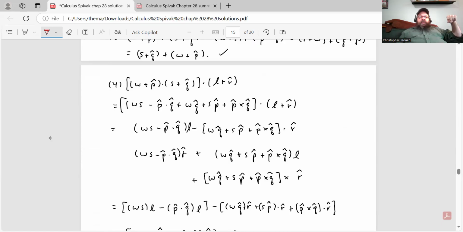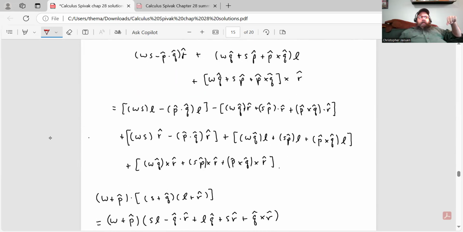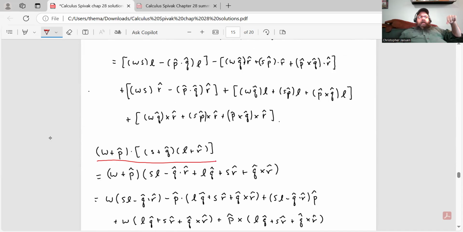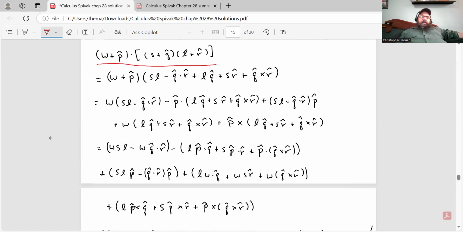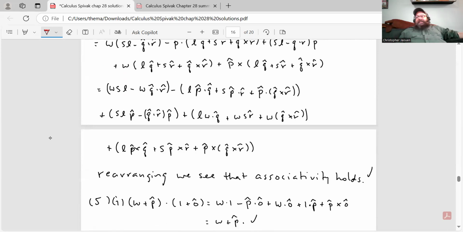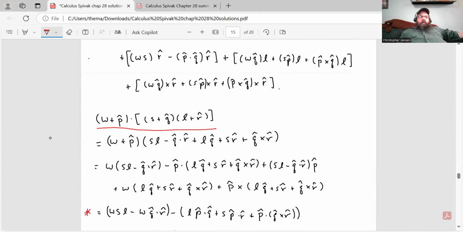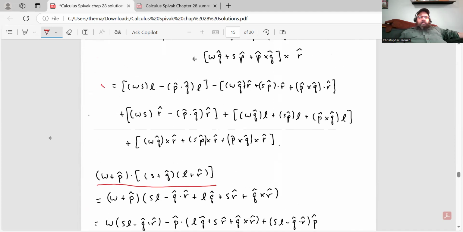So what I did was I just did it in this order first, and then I did it in this order second, and you can see that the two things are equal to each other just by doing some rearrangements, which I didn't bother to write down because I didn't feel like doing it. So here, if you compare this with this, you'll see that they're both the same quaternion.